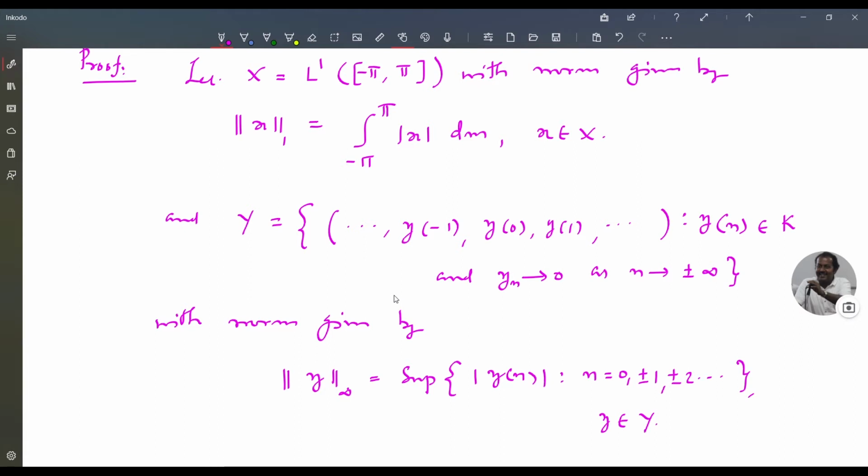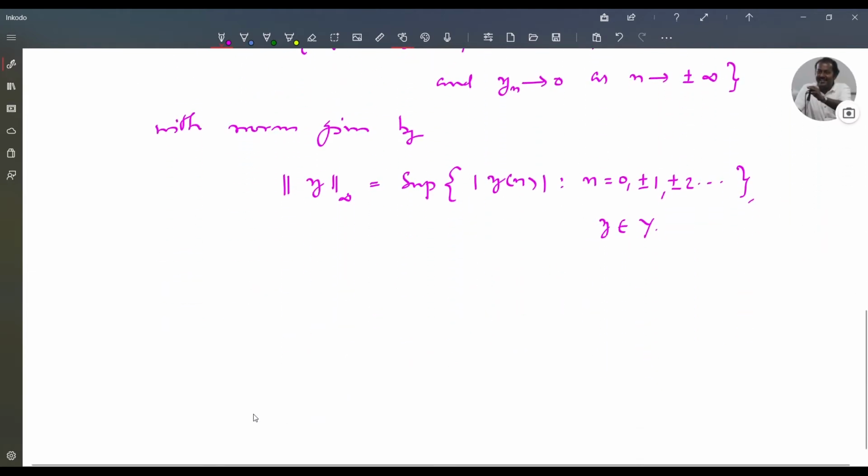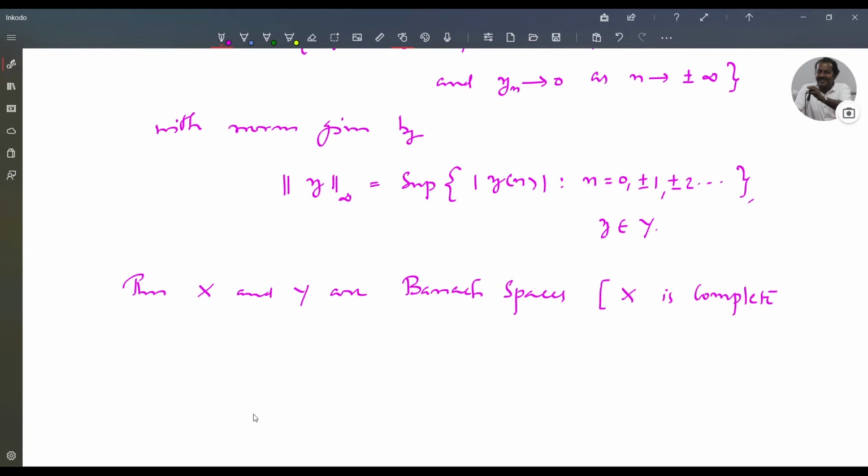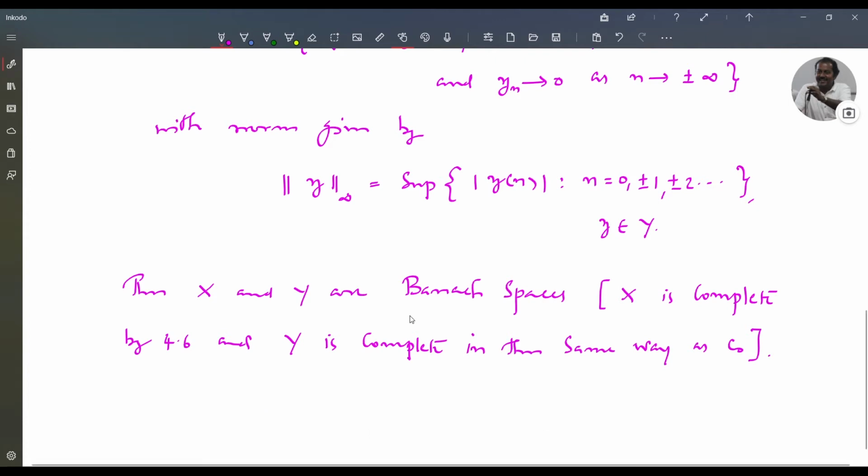So you consider these two spaces, X with the 1-norm and Y with the sup norm. Then X and Y are Banach spaces, because X is complete by 4.6 and Y is complete in the same way as C0. So the case of C0 is already proved. Now we are going to define a function from X to Y.